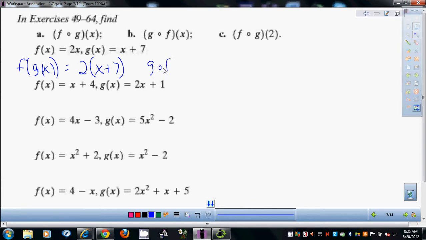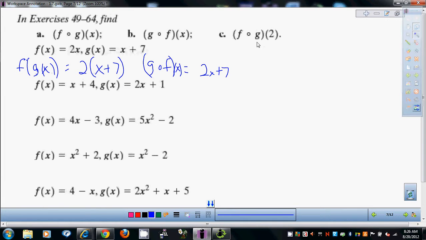G of f of x, you're going to plug f into g. So that'll be 2x plus 7. Whereas this one would actually end up being 2x plus 14. This one is just 2x plus 7. We plug f into g for the x. Before I go on to part C, are there questions about where I'm getting these?